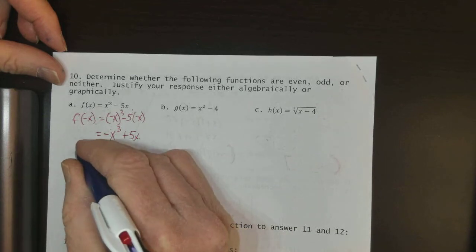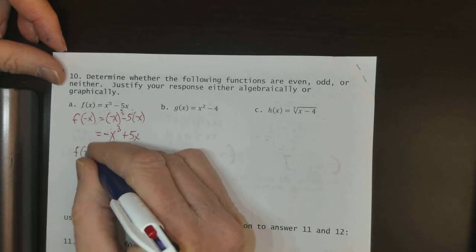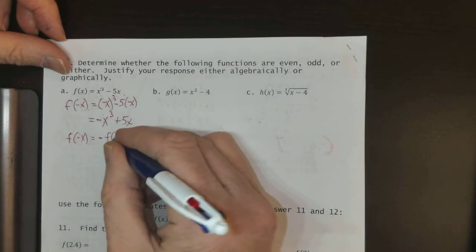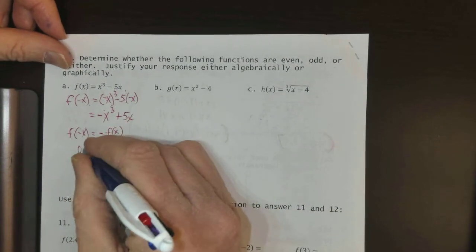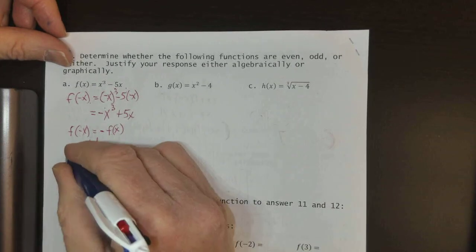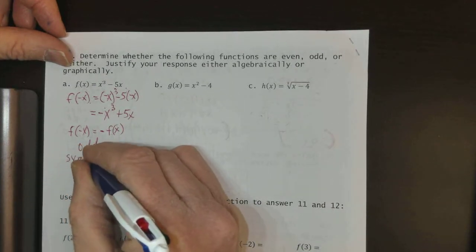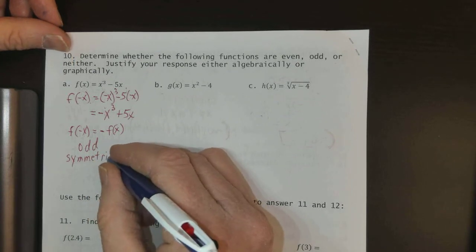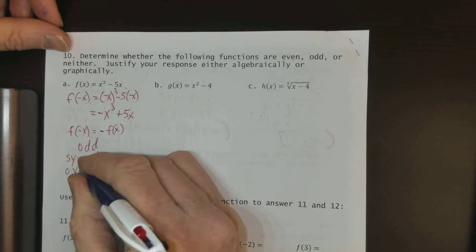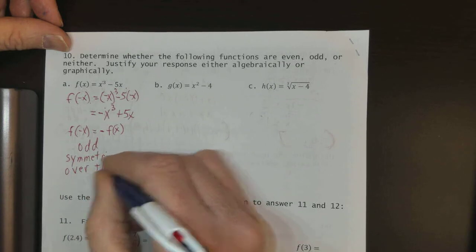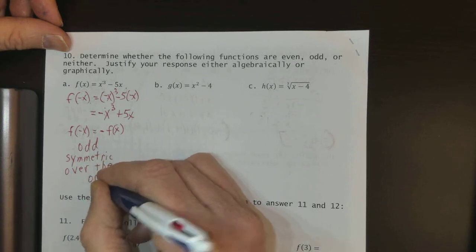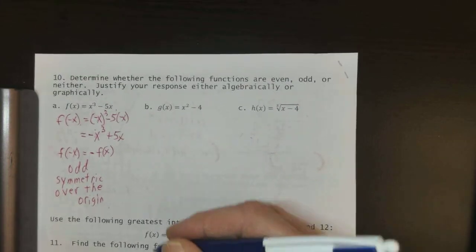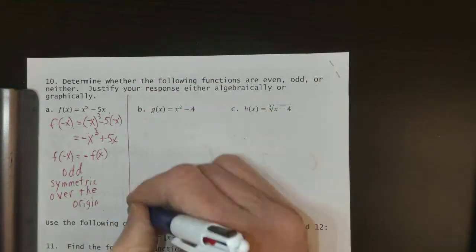Okay, so f of negative x in this case is equaling the opposite of f of x, which means it is odd, and that means it's symmetric over the origin. Okay, make sure you study that. Odds are symmetric over the origin. Evens are symmetric about the y-axis.